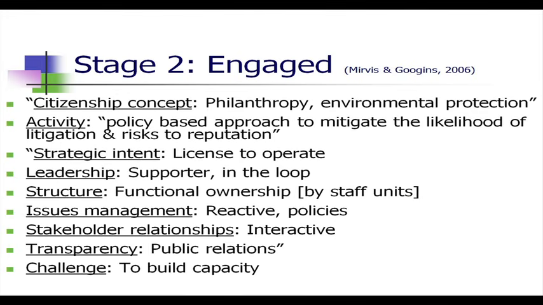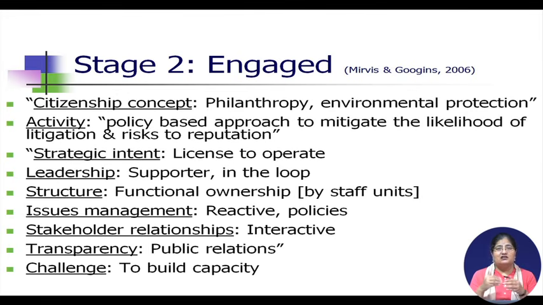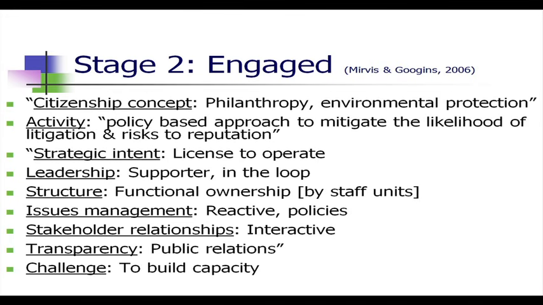The second stage here is the engaged stage, as Mervis and Googins propose, and they say that in this stage, the concept of citizenship is more along the lines of philanthropy and environmental protection. So we have to go out and do something. We have to go and help those in need. We have to go out and help those who need help. The activity here, or the kinds of work they do, is more of a policy-based approach to mitigate the likelihood of litigation and risks to reputation.